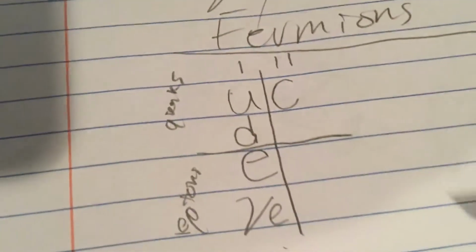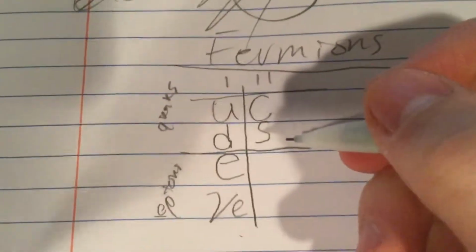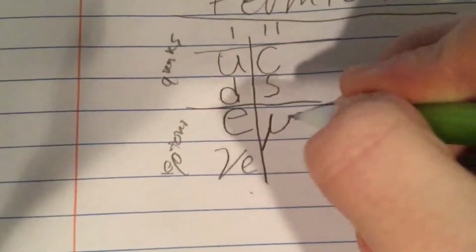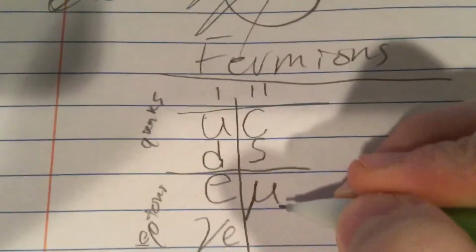So, there's a second generation of matter. There's a charm quark that also has a positive 2/3. All of these have a spin of 1/2 also. Then there's a strange quark, and then there's a muon. No, that is not a weird U that I just drew.